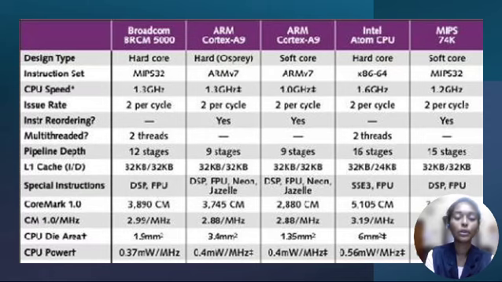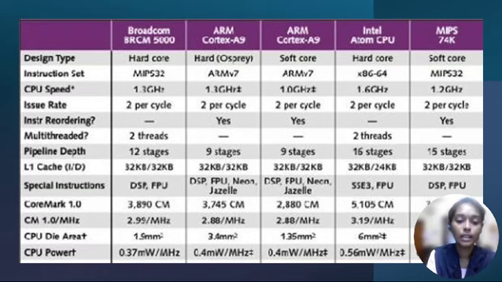In this slide, we are going to see the versions of ARM architecture and the features of these architectures. Here are some of the versions and features. Versions are Broadcom BRCM 5000, ARM Cortex A9, ARM Cortex A9, Intel Atom CPU, and MIPS 74K. The features are design type, instruction set, CPU speed, issue rate, reordering, multi-threaded, pipeline depth, L1 cache, special instructions, and some of the CoreMark and CPU power rate.